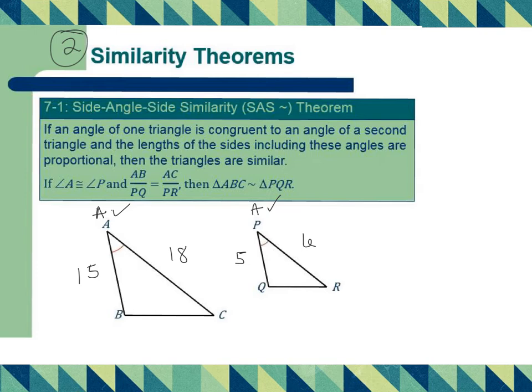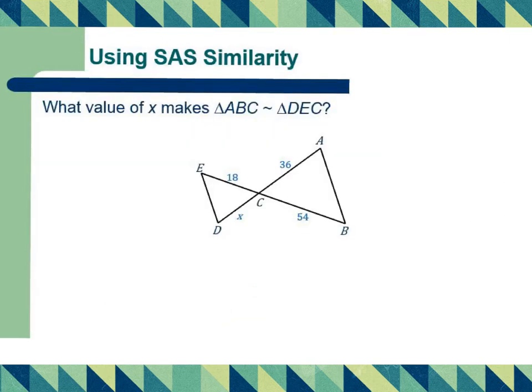So I could check and I could say the ratio of AB to PQ, so 15 to 5, must be equal to the ratio of AC to PR, which is 18 to 6. And we could check this with our cross products, or I could realize that both of these simplify to 3 over 1. So they are in fact proportional. So here's an example of side-angle-side similarity.